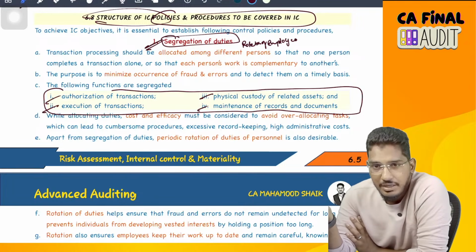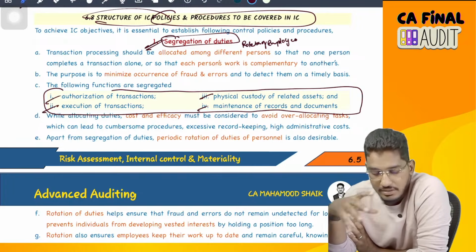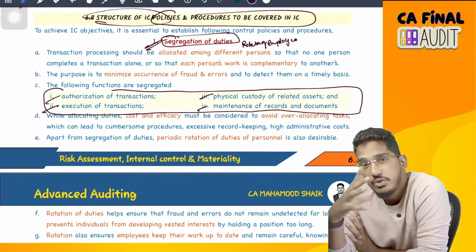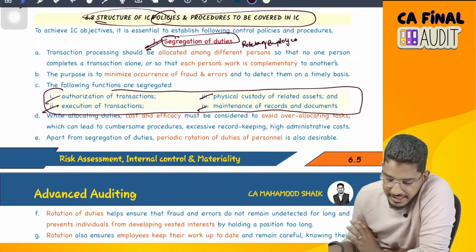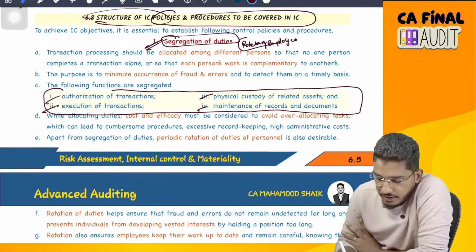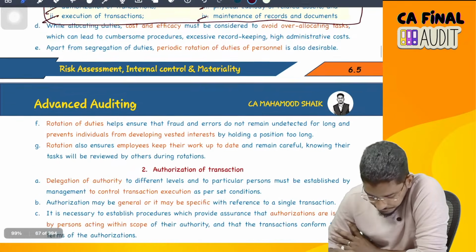Why will they change your department? Because the longer you are stuck in one role, the more people you control, the more influence you will have, and the more chances for committing fraud. So just segregating the duties alone will not be enough. You also need to rotate the employees.